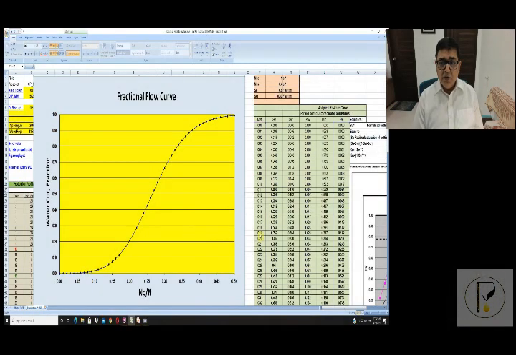So the important parameters which go into the fractional flow computations are the oil viscosity, water viscosity, initial oil saturation, initial water saturation, residual oil saturation to water, as well as the relative permeability to oil and relative permeability to water. So now we will see how we go and compute the fractional flow. Here it is.